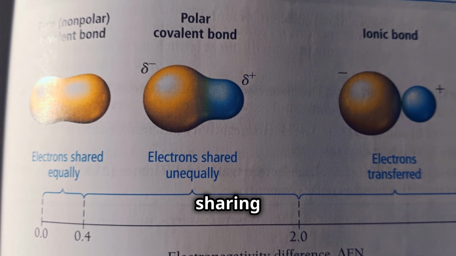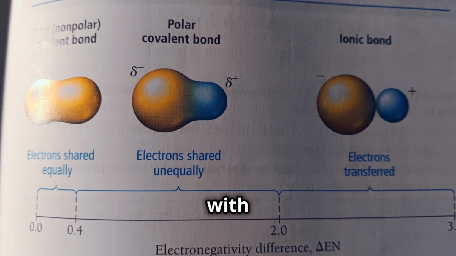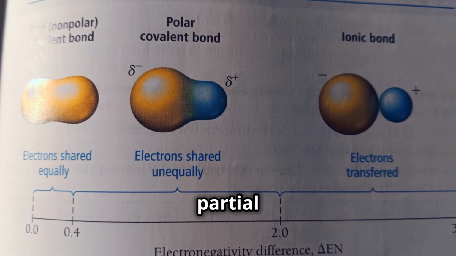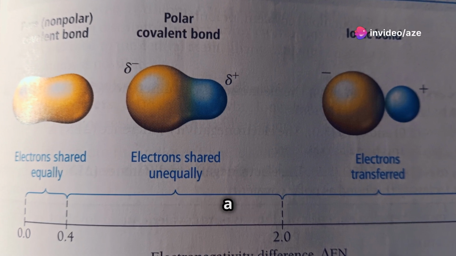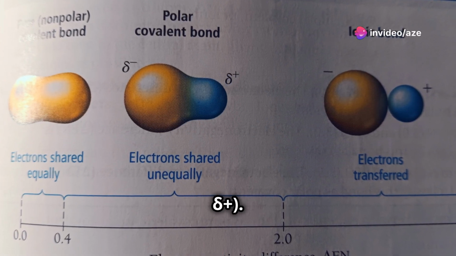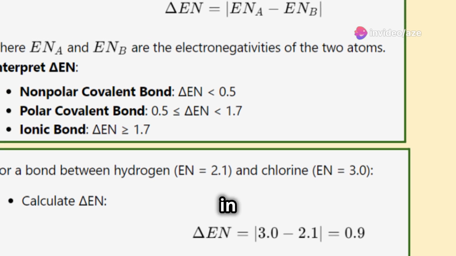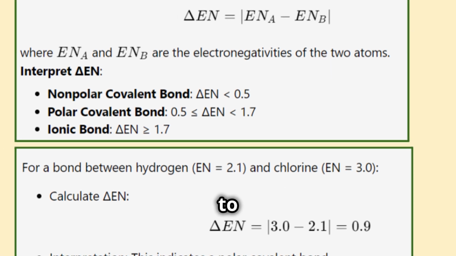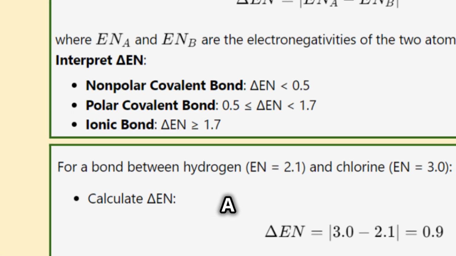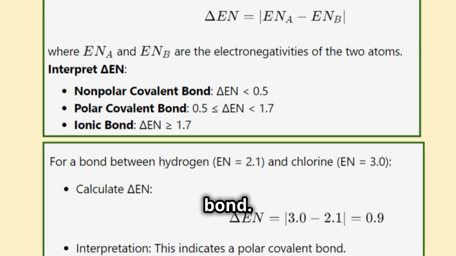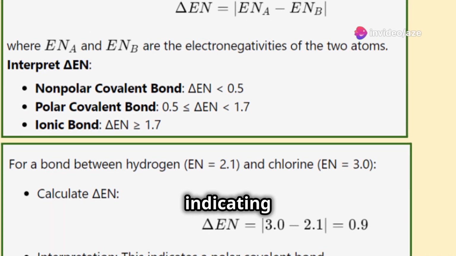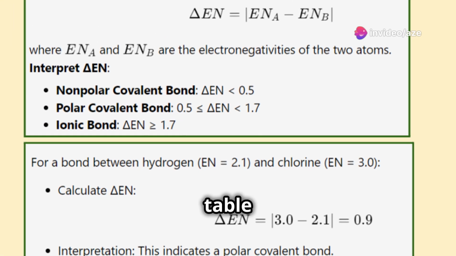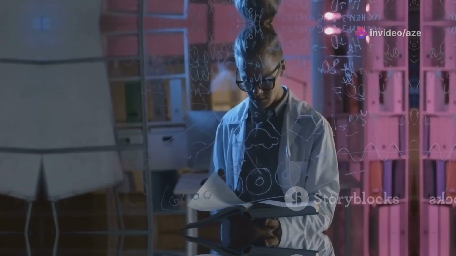This uneven sharing results in a separation of charge, with the more electronegative atom having a partial negative charge, delta minus, and the less electronegative atom having a partial positive charge, delta plus. We can even calculate the difference in electronegativity, ΔEN, to quantify bond polarity. A larger ΔEN indicates a more polar bond. For example, the ΔEN for HCl is 0.96, indicating a polar covalent bond. There's a table for each oxidation number.